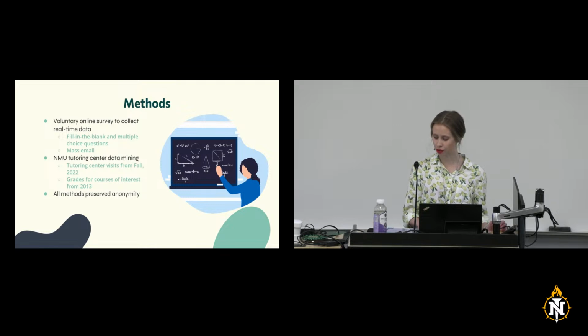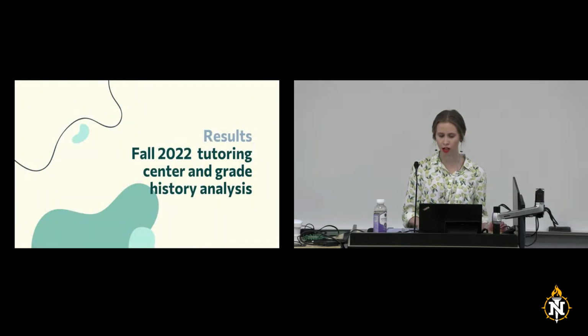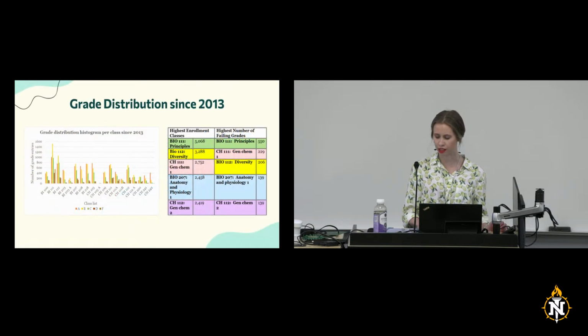We used 2 methods to assess our hypotheses. Our voluntary online survey collected real-time data using fill-in-the-blank and multiple-choice questions. This survey was sent out with a mass email by Dr. Mormon on April 14th, and data was pulled on April 18th for our first analysis. We also used tutoring center data from fall of 2022 and historic grades from 2013 onward for biology and chemistry courses to draw conclusions regarding tutoring center need. All data was de-identified and preserved anonymity for all participants. This is the PowerPoint slide advertisement that was sent out to professors before we ran our survey to maximize response rate. And here are the results from our fall 2022 tutoring center and grade history analysis.